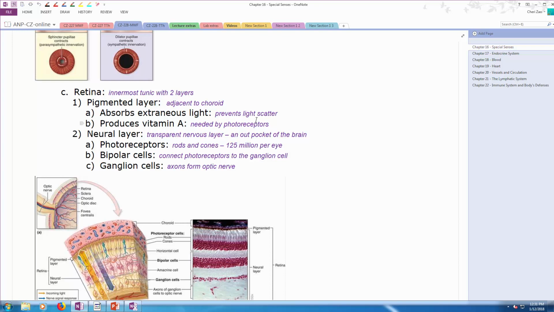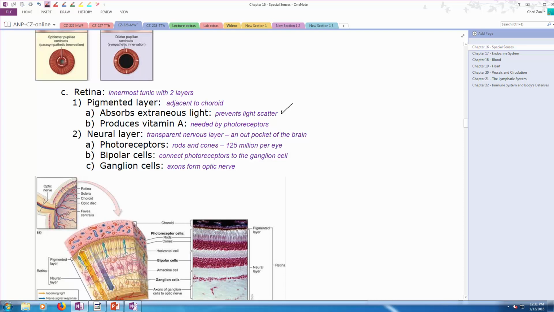Retina. That's the innermost tunic. It also has two distinct layers. It has an outer pigmented layer, which is right adjacent to the choroid, so surprise, surprise, pigmented layer next to another pigmented layer. And it is also designed to help absorb extraneous light. We do not want light scatter.